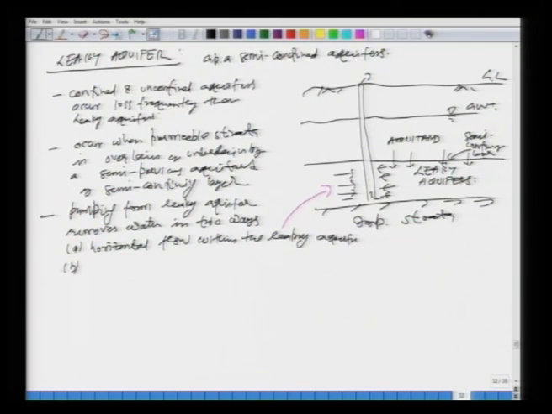And two, or B, the vertical flow through the aquitard into the leaky aquifer. I have said here aquitard, but there can be an unconfined aquifer here also, which will contribute water vertically down into the leaky aquifer because of the existence of this semi confining layer. All right. So, these are the three different types of aquifers.